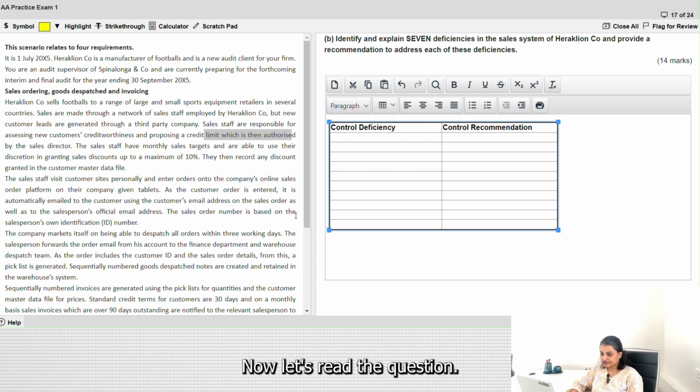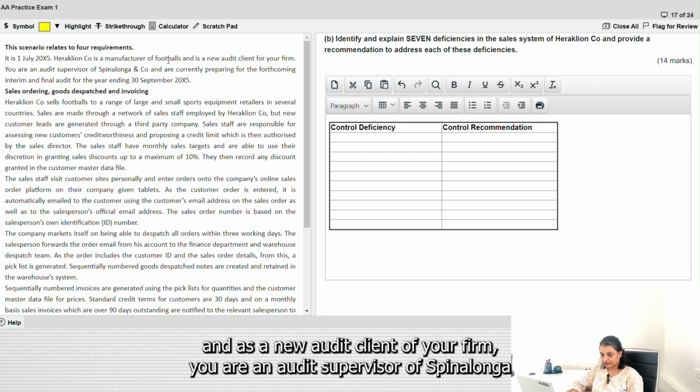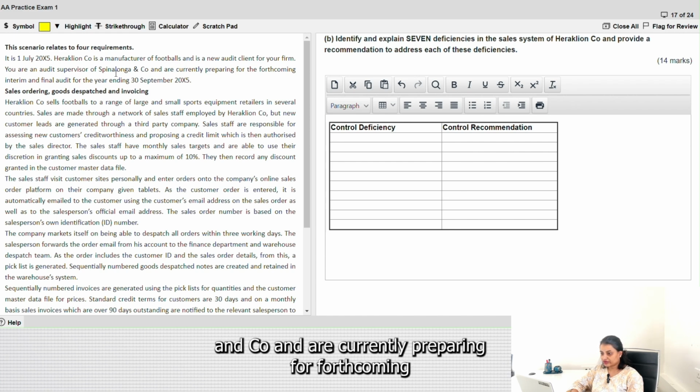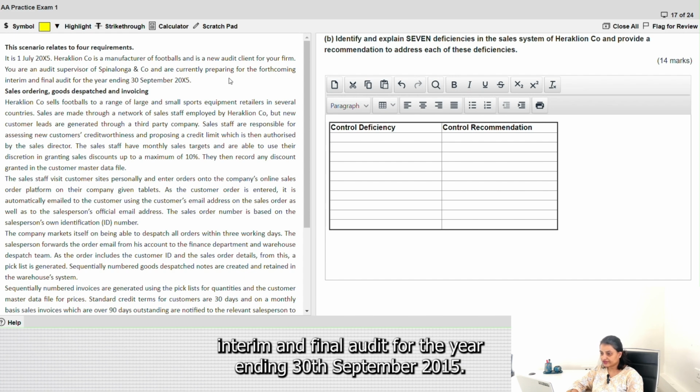Now let's read the question. It is 1st July 2015. Herklin Co. is a manufacturer of footballs and is a new audit client of your firm. You are an audit supervisor of Spinalaunch and Co. and are currently preparing for the forthcoming interim and final audit for the year ending 30th September 2015.